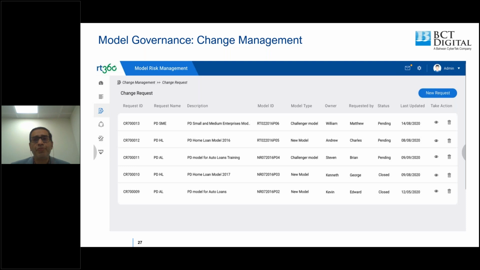Then the change management process: how do you manage the change, how do you authorize the change, how do you approve the change? Because a developer may develop a model, but what if he were to modify certain aspects of the model without informing the business team or the downstream teams about it? What is the implication? So model changes have to be authorized, and depending on the change, it goes all the way up to the senior-most level.